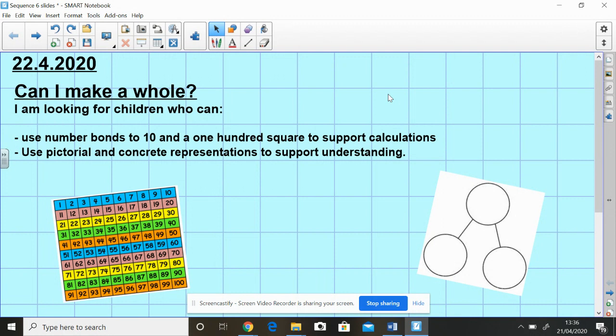Some days you will have a video from me like this, and other days you'll just have a video from online. So you'll have a bit of both. Today we're continuing on with decimals, and everyone is doing a really fantastic job with decimals, which is fantastic. And today we're looking at can I make a whole. So in order to make a whole, we'll be using number bonds to 10 and 100. And we'll also be using 100 squares and part-whole models. So a variety of different representations to make a whole.